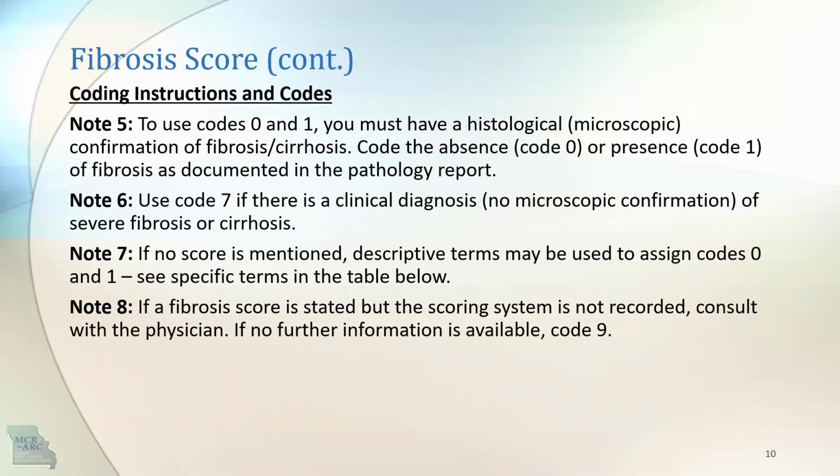Note 7. If no score is mentioned, descriptive terms may be used to assign codes 0 and 1. See specific terms in the table. Note 8. If a fibrosis score is stated but the scoring system is not recorded, consult with the physician. If no further information is available, code 9.